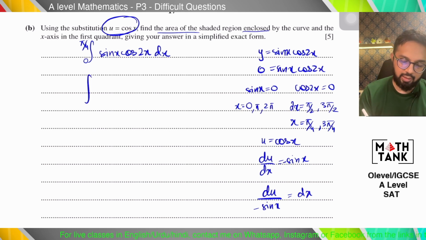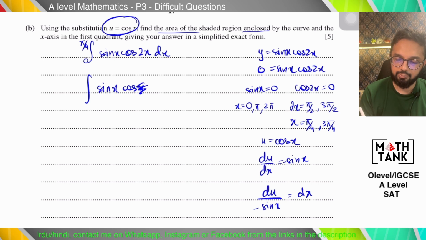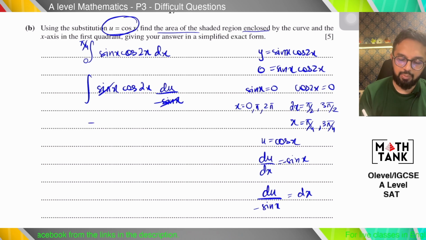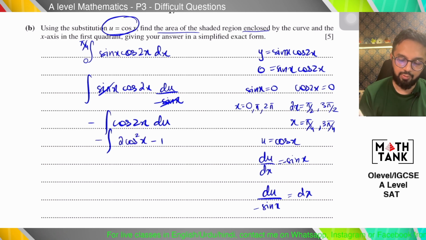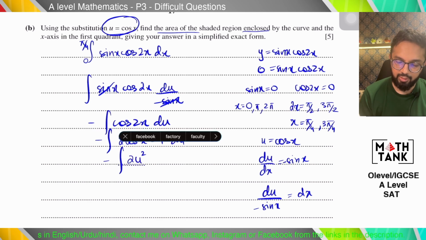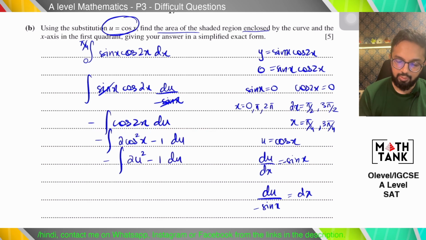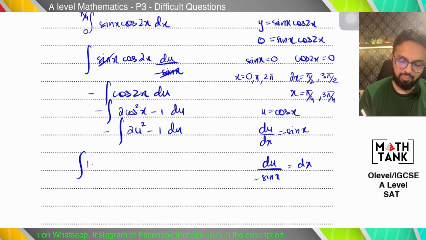Okay, so I can write sin x cos 2x du over minus sin x. So the minus comes outside and I have cos 2x here, and du here. So I can write 2 cos square x minus 1 as a minus outside. So I get 2u square minus 1 du. I can take the minus inside and say 1 minus 2u square to simplify some calculations.